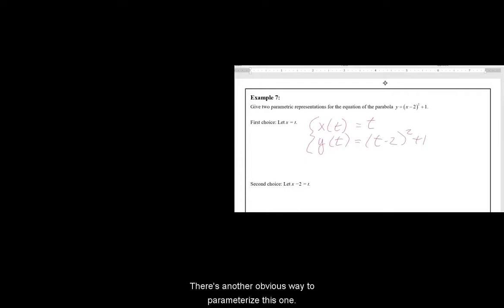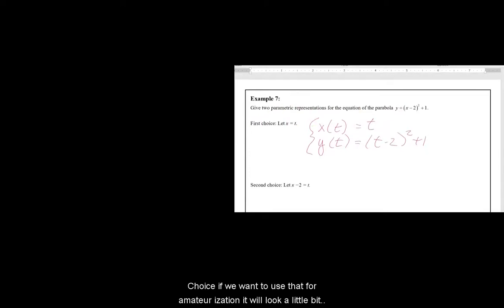There's another obvious way to parameterize this one. We could instead take the inside of the squared thing, which is the binomial x minus 2, and let that be t instead. In the second choice, if we want to use that parameterization, it will look a little bit different.